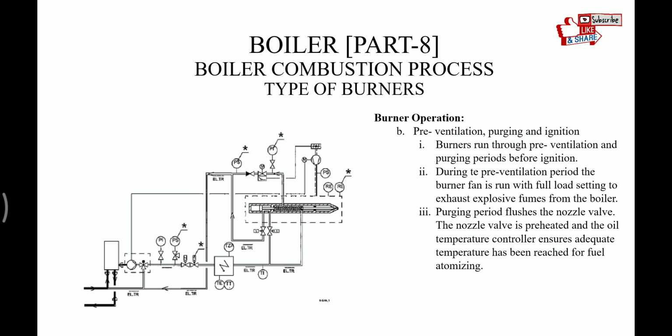Pre-ventilation, purging and ignition. The burner runs through a pre-ventilation and purging period before ignition. During the pre-ventilation period, the burner fan is run with full load setting to exhaust explosive fumes from the boiler. The purging period flushes the nozzle wall. The nozzle wall is preheated and the oil temperature controller ensures adequate temperature has been reached for fuel atomizing.